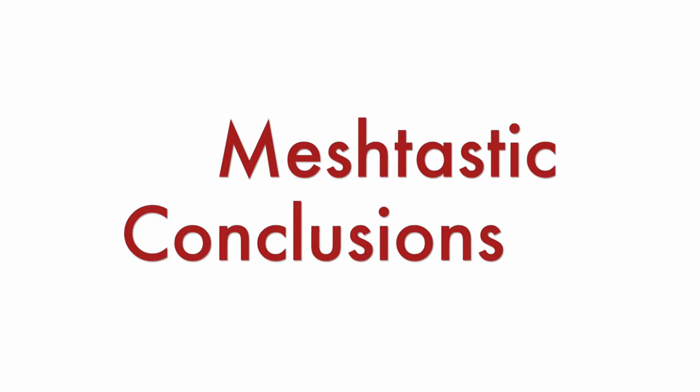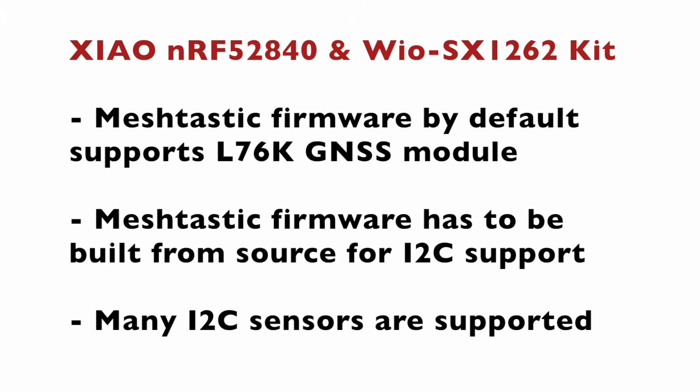So let's summarize. This is my second video about XIAO nRF52840 and Wio-SX1262 kit. In my first video, I set up a couple of nodes, and in this video, I showed you how to build the Meshtastic firmware from source. By default, the Meshtastic firmware for this XIAO kit supports L76K GNSS module. If you want to use I2C sensors, you have to recompile the Meshtastic firmware from source. Once you do this, there are many I2C sensors that are supported. In this video, I demonstrated BMP280 for measuring temperature and barometric pressure.